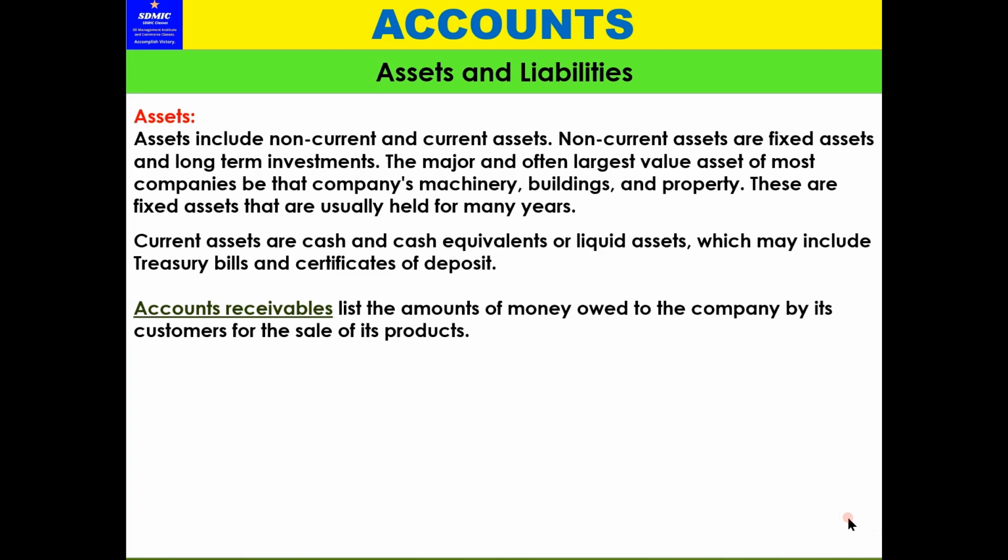Accounts receivable lists the amounts of money owed to the company by its customers for the sale of its products. Inventory is also considered as an asset. Stock, cash balance, bank balance, then closing stock like inventory, etc. are considered as current assets.